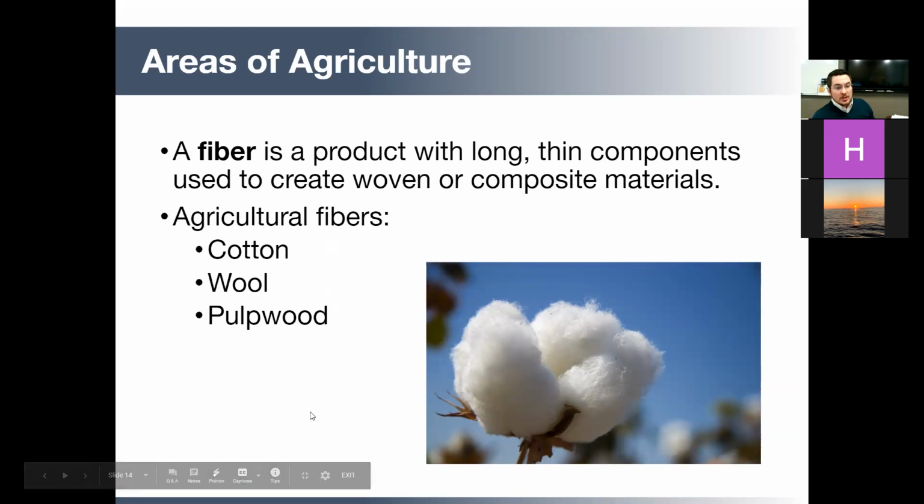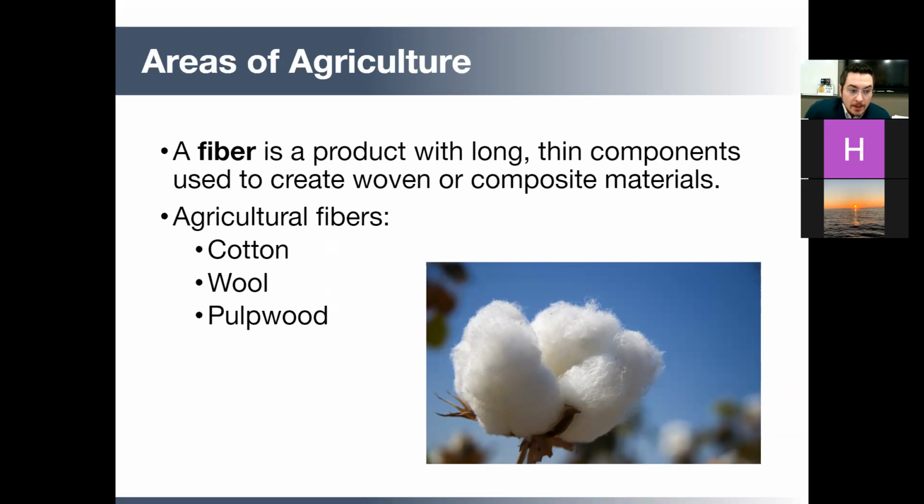A fiber is going to be a little different than what we typically think of. A fiber is a product with long, thin components used to create woven or composite materials. So not only can this be cotton or wool that's grown to make clothing, which is, I imagine, what we think of when we think of fibers, something long and thin that we can thread together to make clothes or sheets or fabric or whatever it is, but also pulpwood.